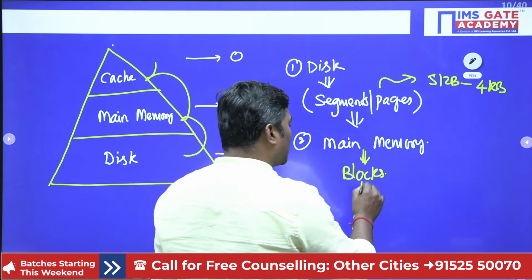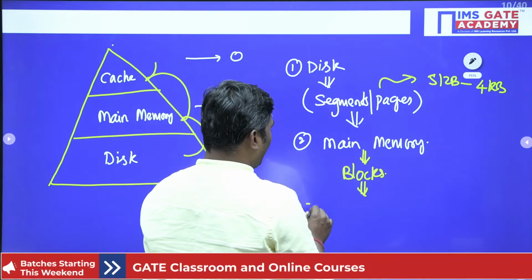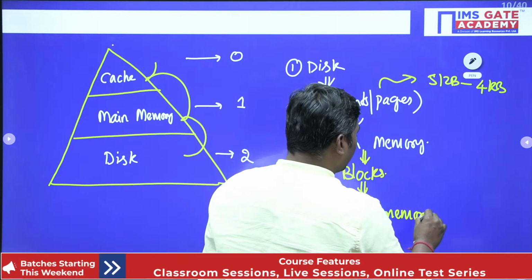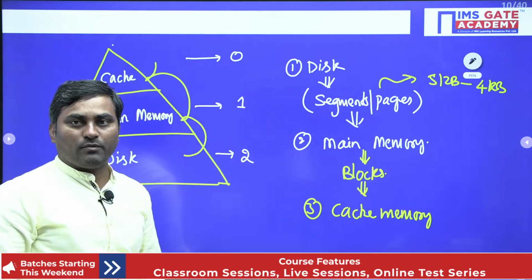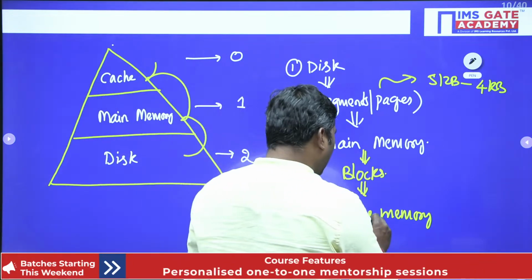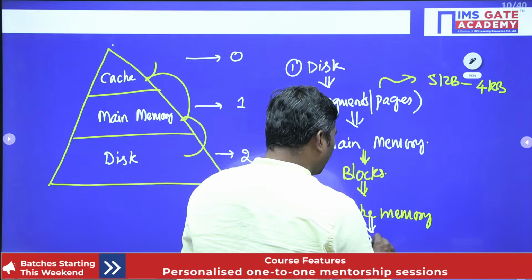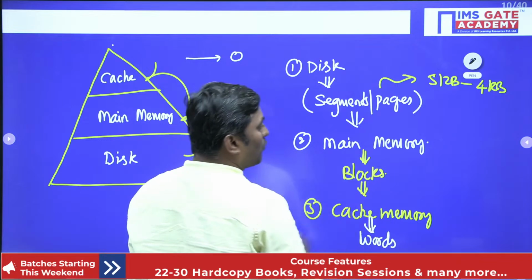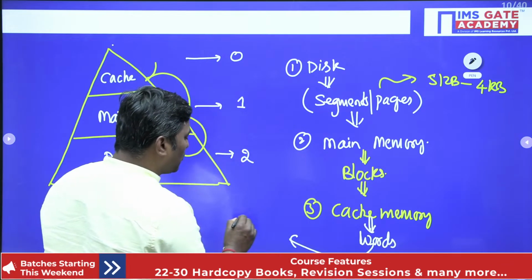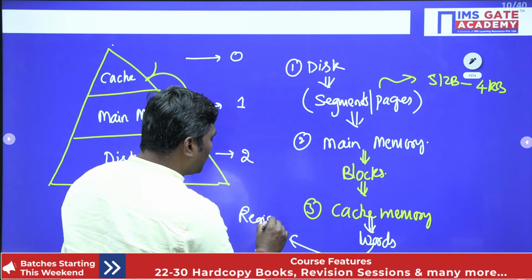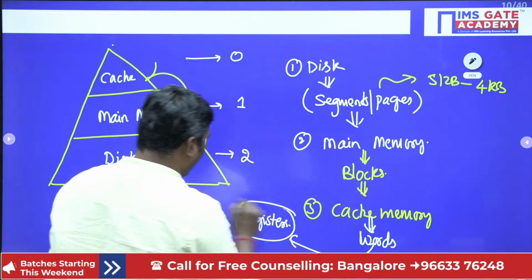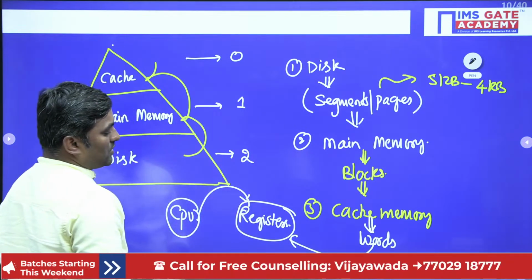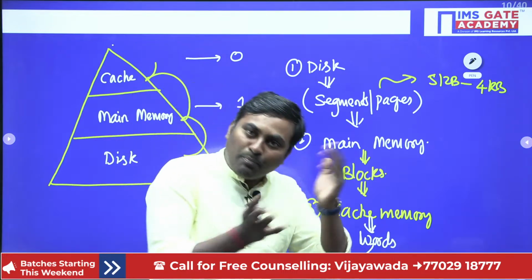These blocks will move to cache memory. From cache memory, the blocks are divided into words. The words move into CPU registers. Now the CPU starts the execution at the register level, where the registers are part of the CPU only.